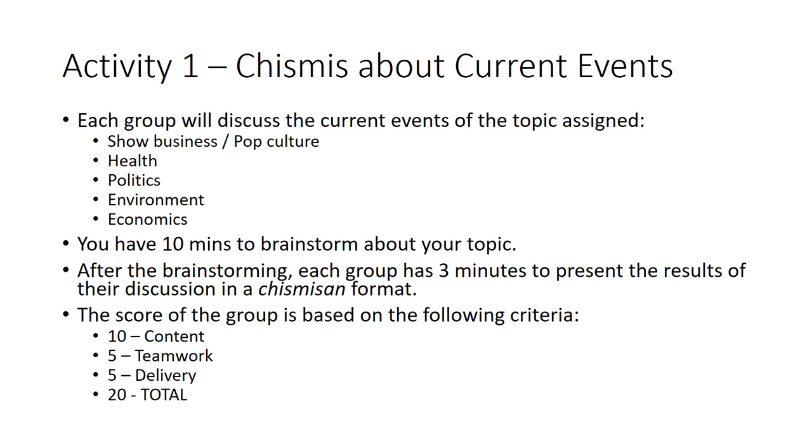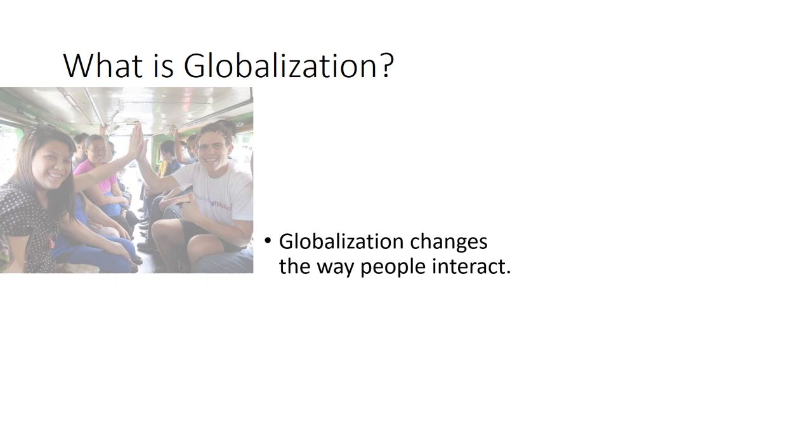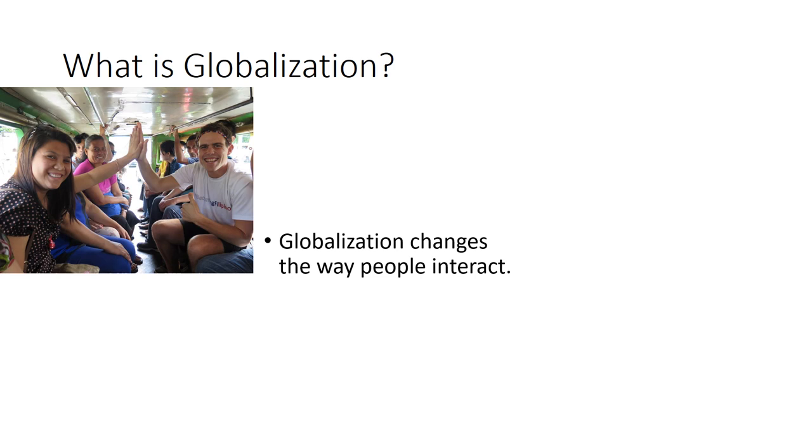And here we formally ask, what is globalization? Globalization changes the way we interact. Before we define what globalization is, in order for us to understand the concept, we need to know the effects first. People interact through actual interactions, physical presence. We interact by talking, walking, going in the jeep, asking how is your day. Now, because of globalization, technology changes the way we interact.